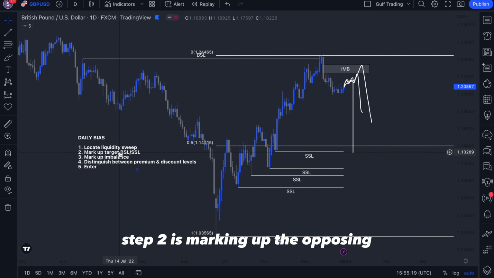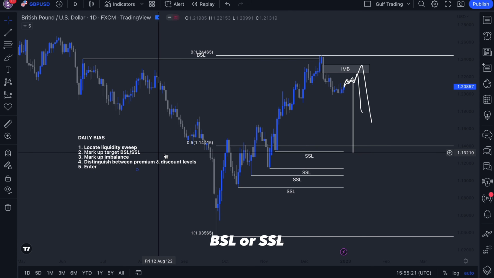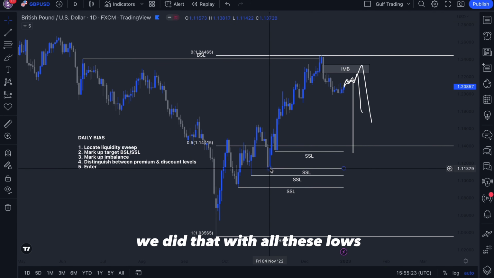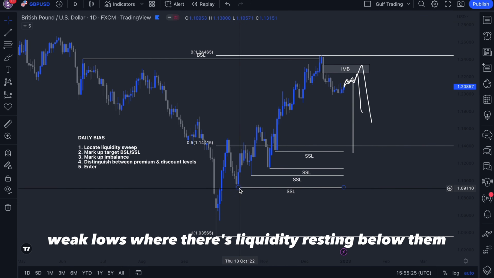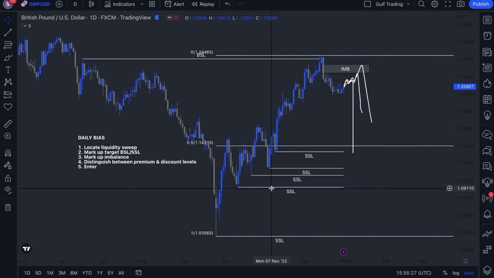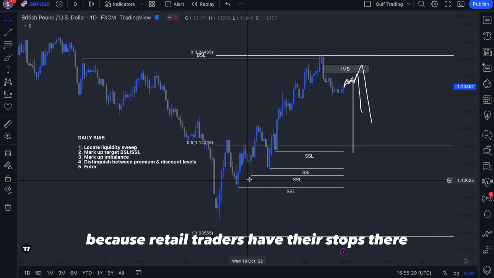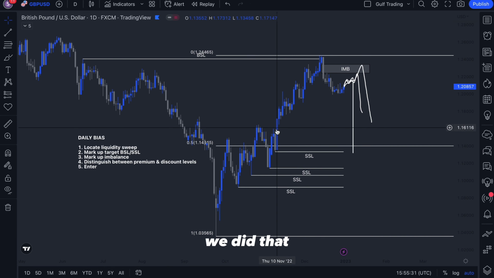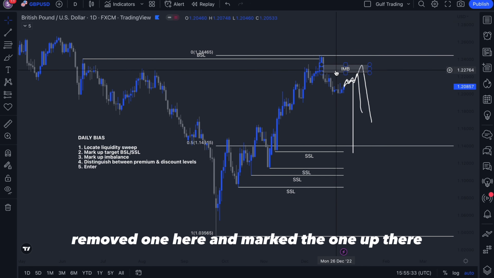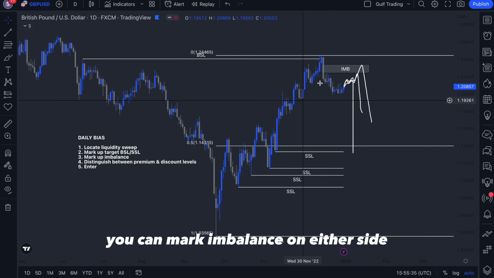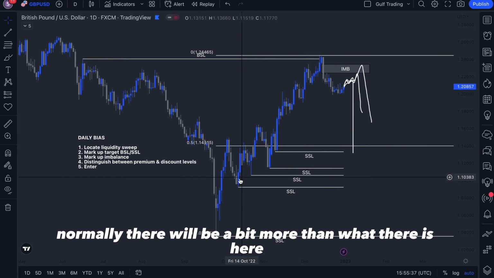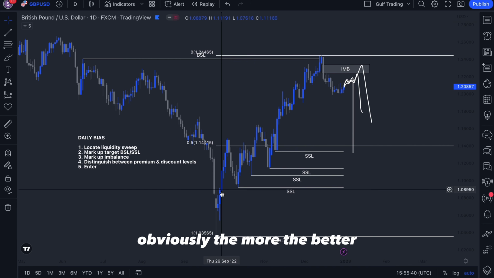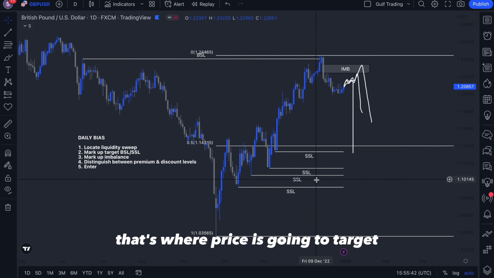Step 2 is marking up the opposing buy side liquidity or sell side liquidity. We did that with all these lows, weak lows, where there's liquidity resting below them, because retail traders have their stops there. Step 3, marking up imbalance. We did that. We removed one here, marked the one up there. You can mark imbalance on either side. Normally there will be a bit more than what there is here. Obviously, the more the better. So that's where price is going to target.